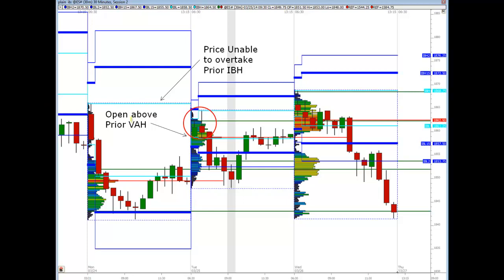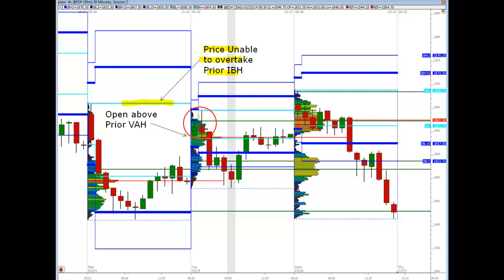Now, when we open above the prior value area high, the reason that we continued to drop and prices continued to fall was price was also unable to overtake the prior IB high. Notice we're not going to move any higher until we clear each of these key levels, and the IB high from this day is a key level, and we never even reached it. We couldn't clear it. Those are all early signs of weakness, price weakness, and they help increase our level of comfort with a short, should we choose to take a short early in the day.